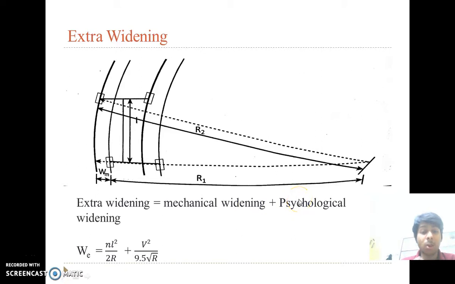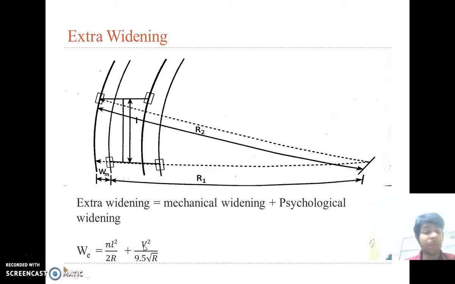We are providing this psychological widening because the driver, when he is on the curve, feels that his rear wheel may go off track, and he tries to get the rear wheel on the road, so he needs some extra widening. As per IRC, the extra widening of road is equal to V upon 9.5 root R. It is only V, there is some correction required here. And extra width equal to nL square upon 2R, where n equals the number of lanes and L equals the length of vehicle. It depends on the length of vehicle, and R is the radius.